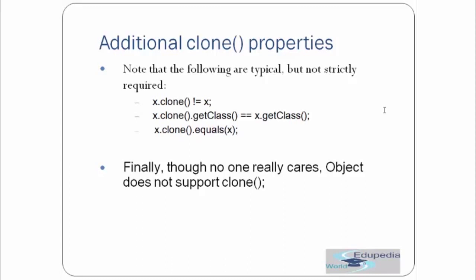Finally, though no one really cares, Object does not support clone in this way, because if you simply do cloning, it will give you a shallow clone. So you have to override your clone method to do a deep clone.